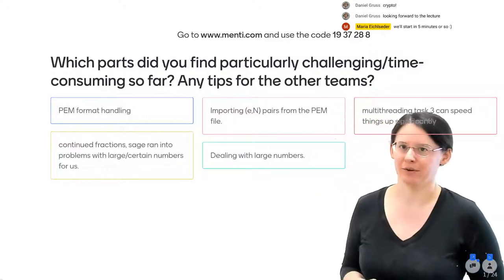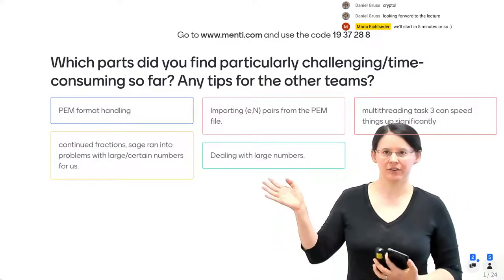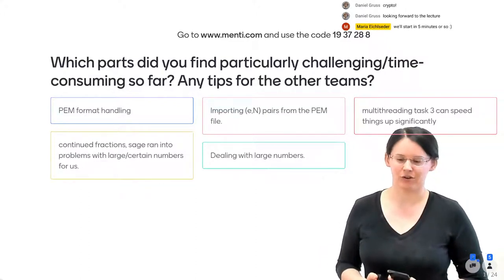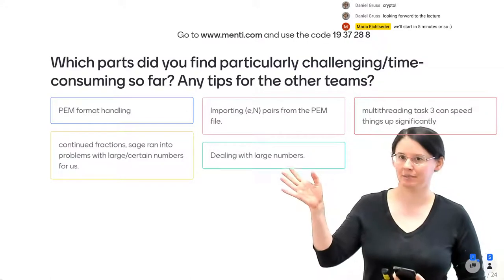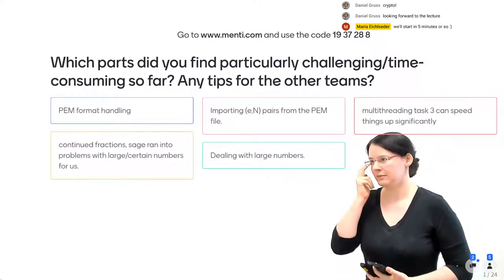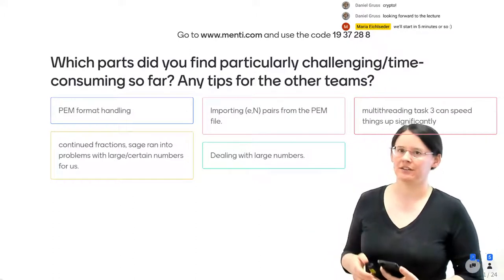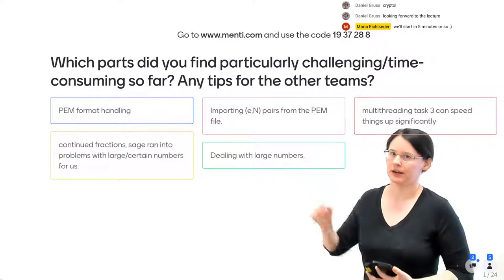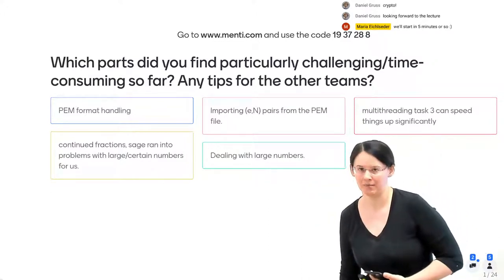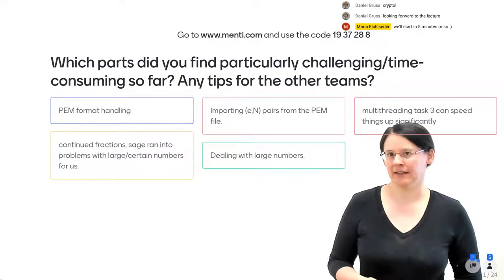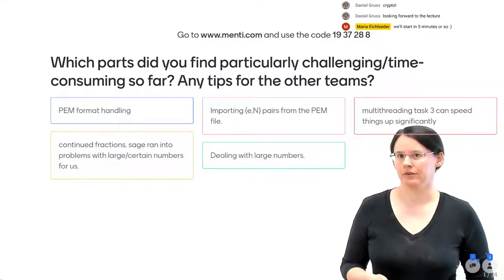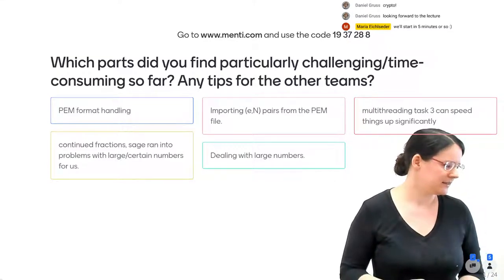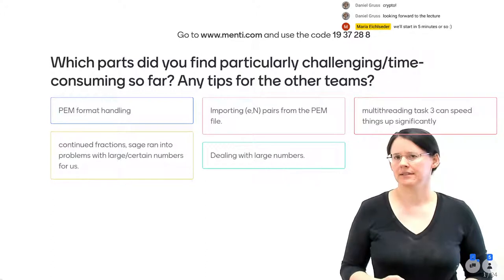Dealing with large numbers. I'm not sure here if this is a general comment for large numbers in the sense that it takes a long while to do things, or things get imprecise, or whether that's the specific challenge of treating large integers. So if you do this in something like Sage, you shouldn't have a problem because you can use arbitrarily large numbers there, no problem. But if you use something like C, you will want to use a library for big integers.